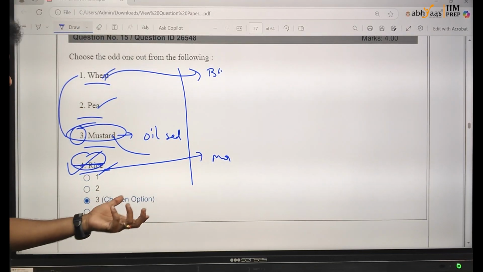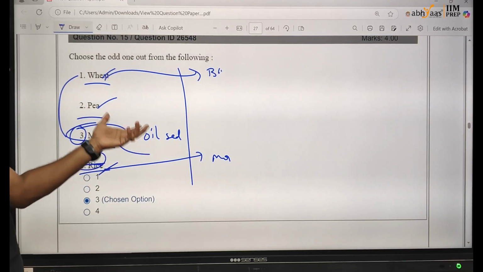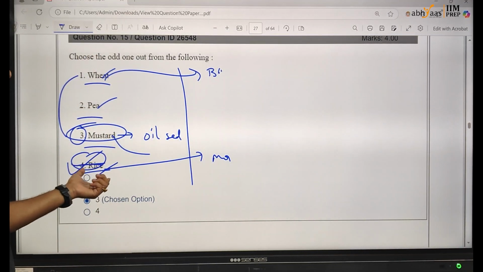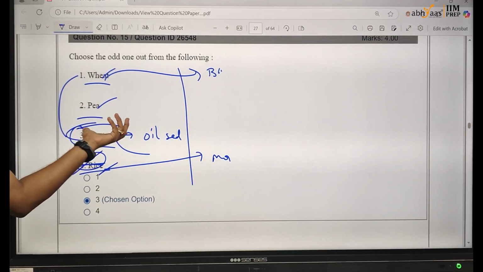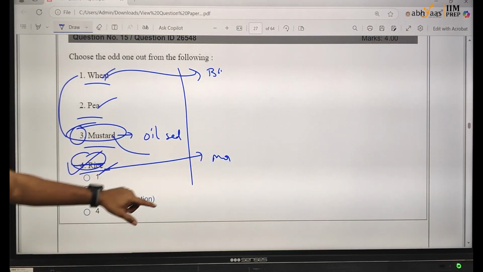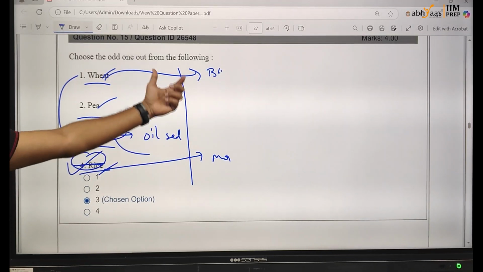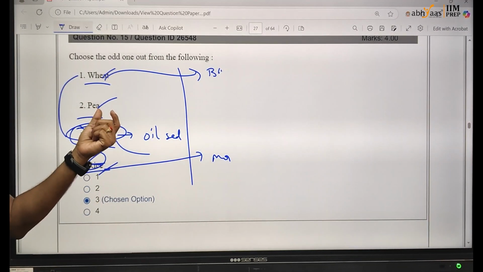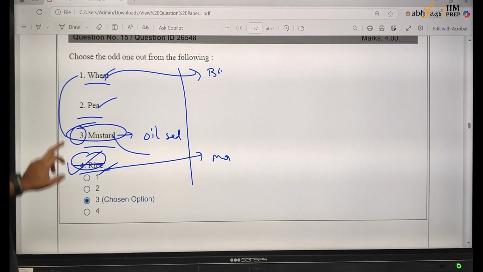But actually I agree with that, because not only from mustard can we take oil, we can take it from anything. We don't know how to take it. We have rice bran oil also, so we can take oil from that also. So I cannot go with the oil seed logic. Monocot and dicot can be the logic. Monocot means a single seed leaf, and the remaining things have double. So yes, that can be a right answer.